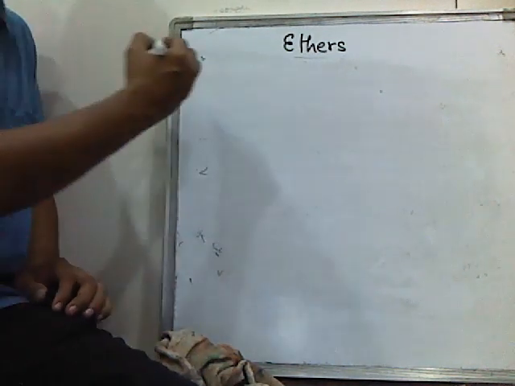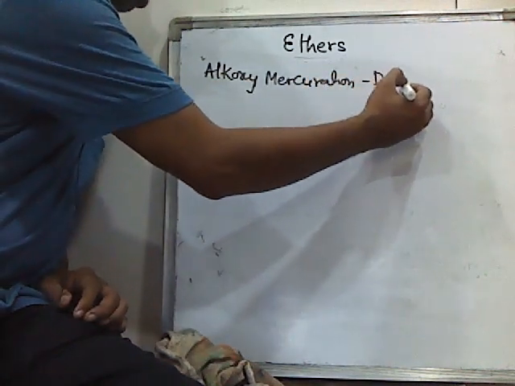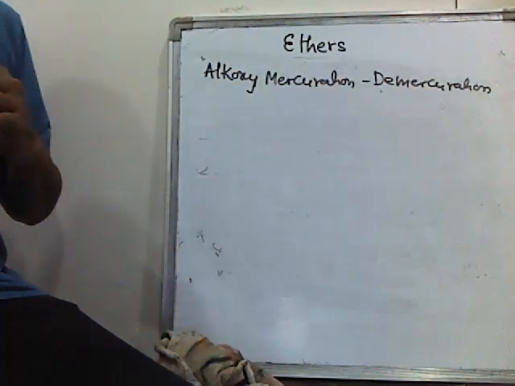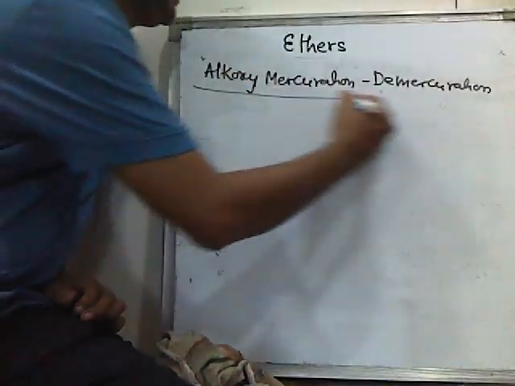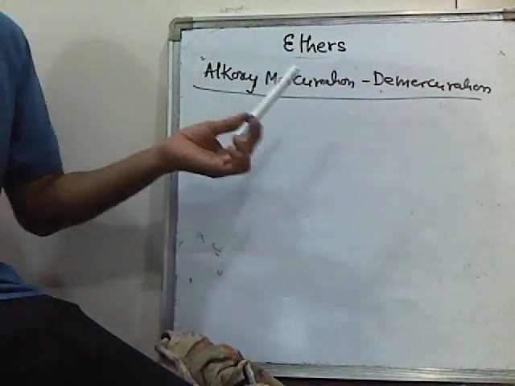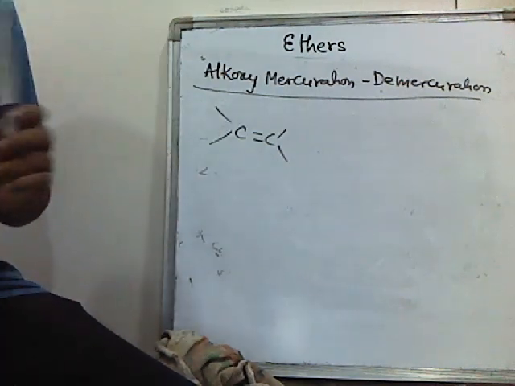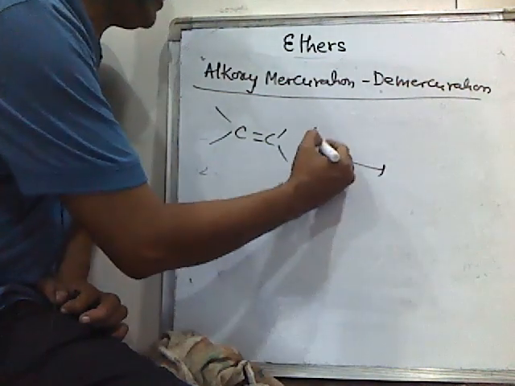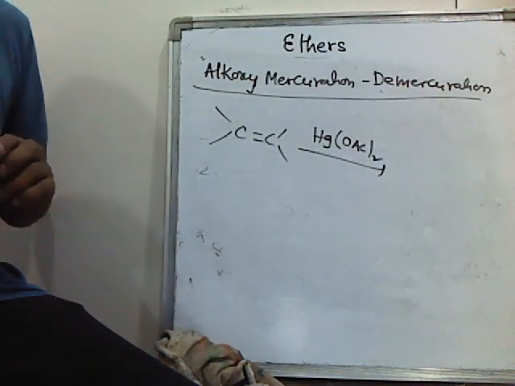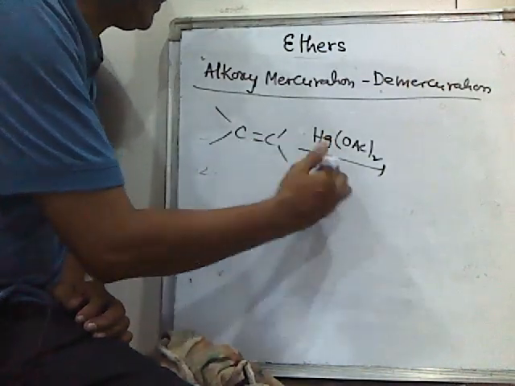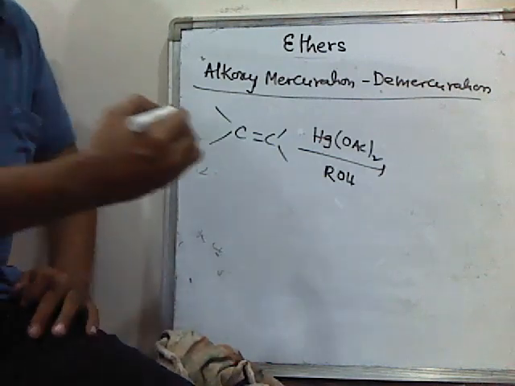alkoxymercuration and demercuration, to synthesize ethers. This reaction is the alkoxymercuration and demercuration reaction. We know that the compounds having a carbon-carbon double bond are called alkenes. When alkenes are treated with mercuric acetate in the presence of alcohol, what is happening?